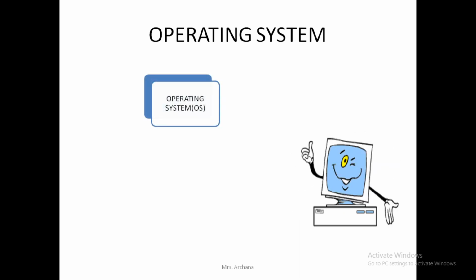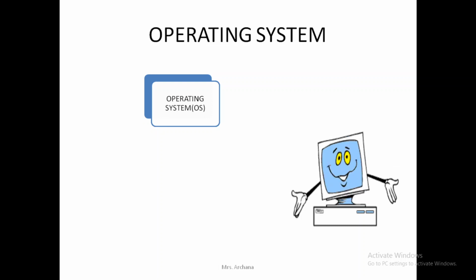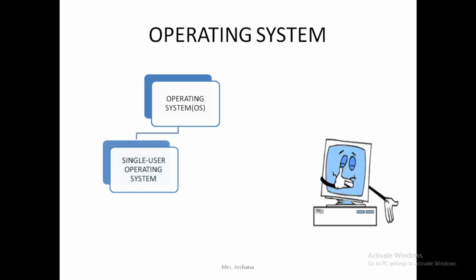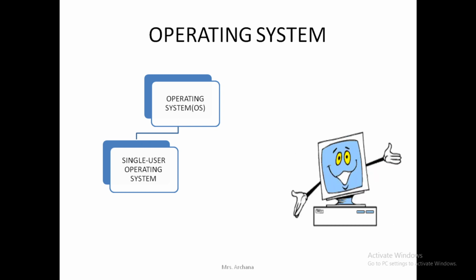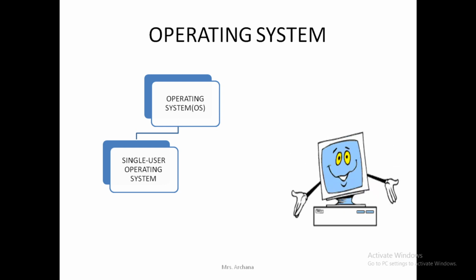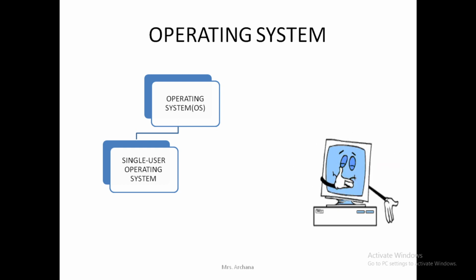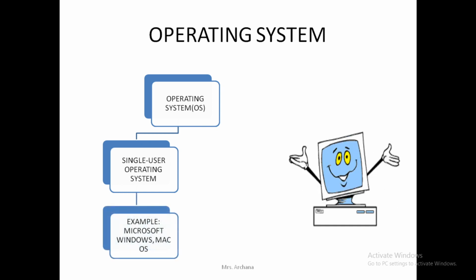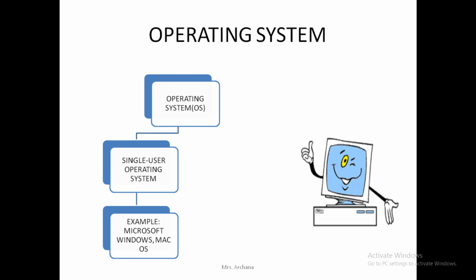Operating system is of two types. First is single user operating system. It allows only one user to log on to the computer at a time. That means only one user can use the computer. We use this operating system at home or in school. Examples are Microsoft Windows and Mac OS.